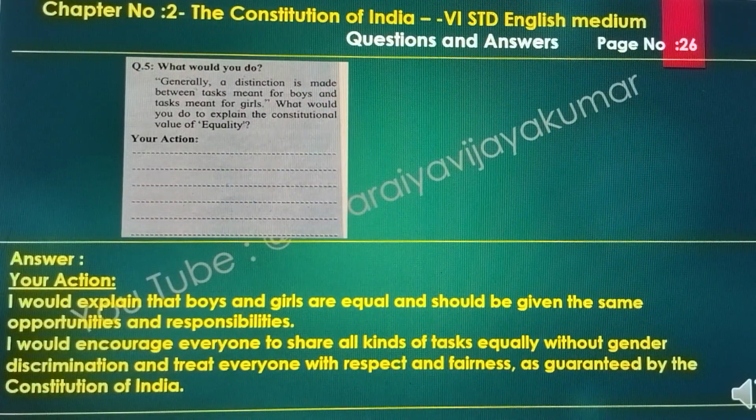Question number 5. Your action: what would you do? Generally, a distinction is made between tasks meant for boys and tasks meant for girls. What would you do to explain the constitutional value of equality? The answer: I would explain that boys and girls are equal and should be given the same opportunities and responsibilities. I would encourage everyone to share all kinds of tasks equally without gender discrimination and treat everyone with respect and fairness as guaranteed by the Constitution of India.